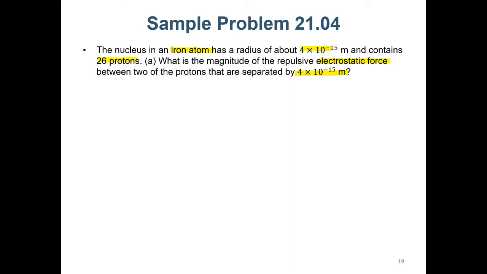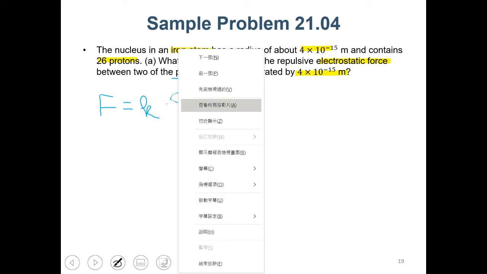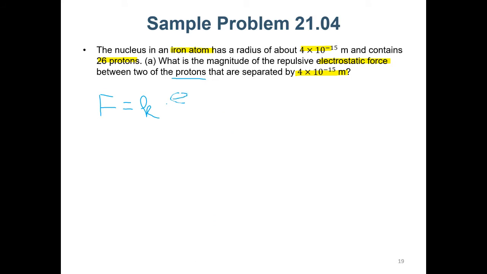Actually, you only need to substitute the numbers into Coulomb's law, and then you get the force. It is just F equals k times, with two protons meaning plus e, so e times e, which is e squared, over this distance, 4 times 10 to the minus 15, which is just an approximation.